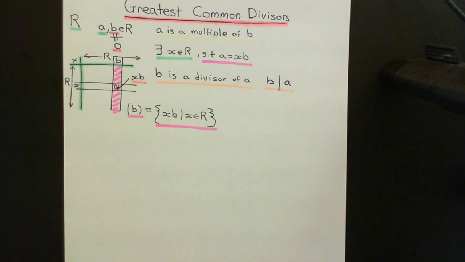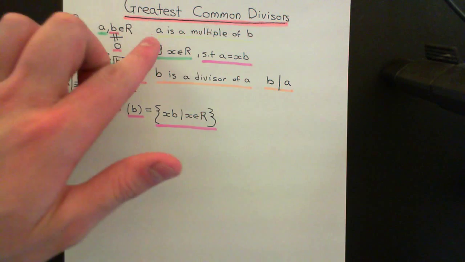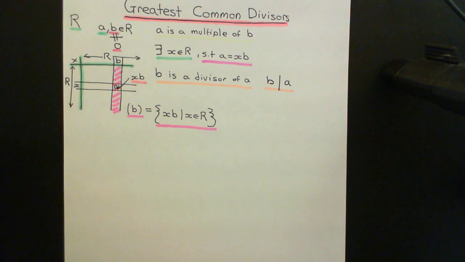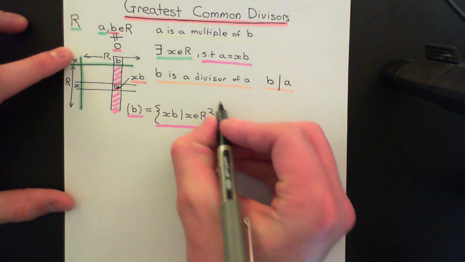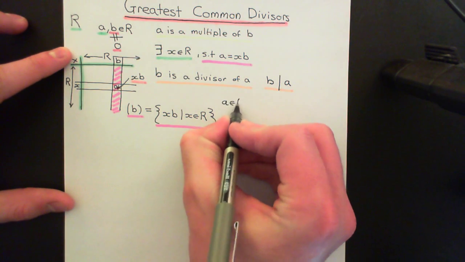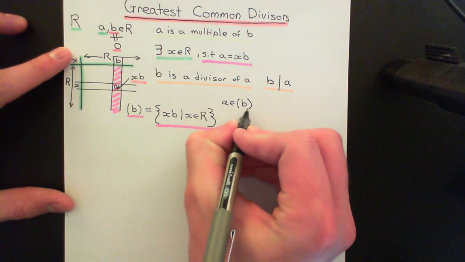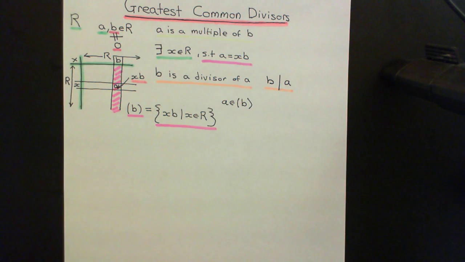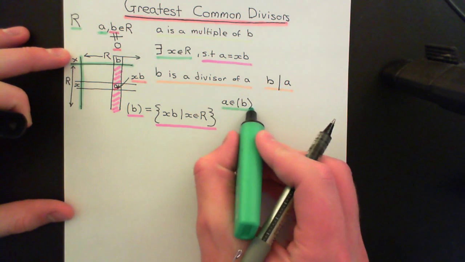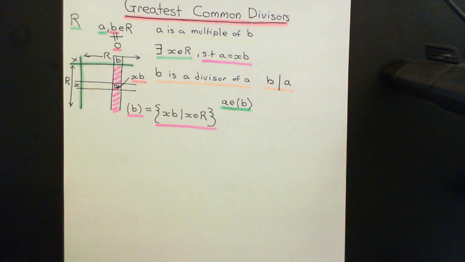Okay, what we're really saying then is, if we're saying that A is a multiple of B, we're saying A is in this column, so we're saying that A must be in the principal ideal generated by B. So that's another way of saying that A is a multiple of B, saying that A must be in the principal ideal generated by B.